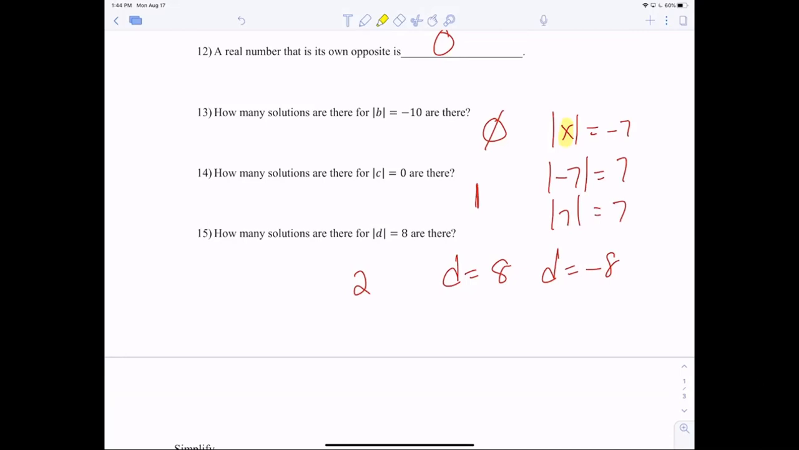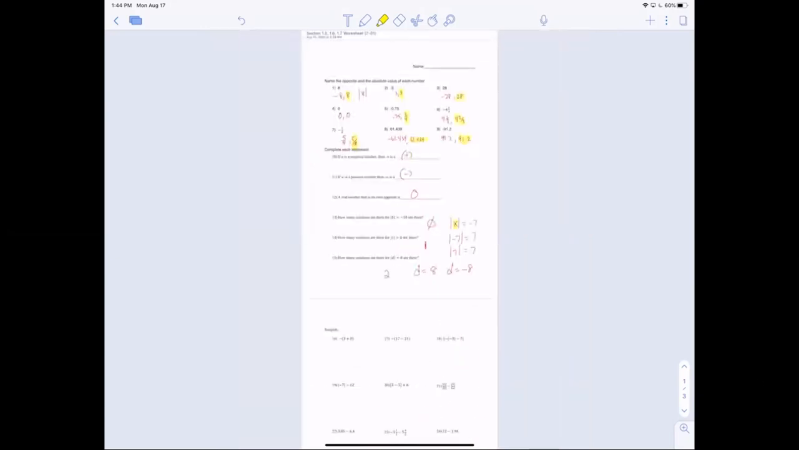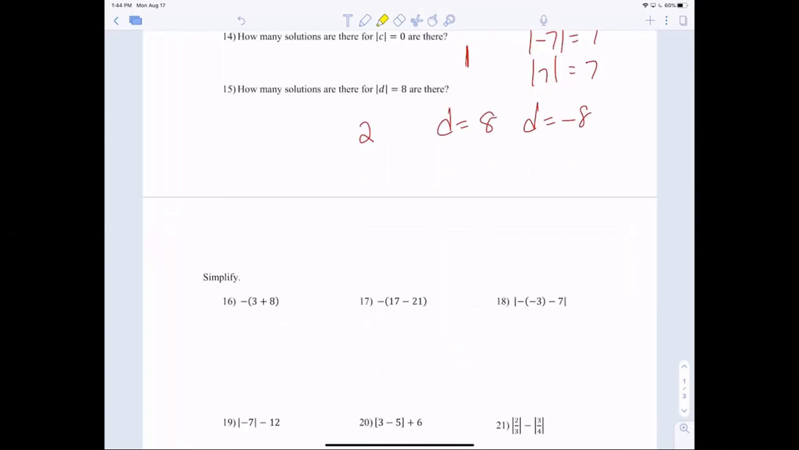You see what I mean? Every answer that we did on 1 through 9 was always a positive, besides 0. None of the numbers came out to be negative. You understand me now? So when I say the absolute value is equal to a negative, you're going to say there's no solution, because the absolute value can't equal a negative. And there's only one solution if it's 0, because the absolute value of 0 is 0. Everything else, there's how many? 2. Okay.